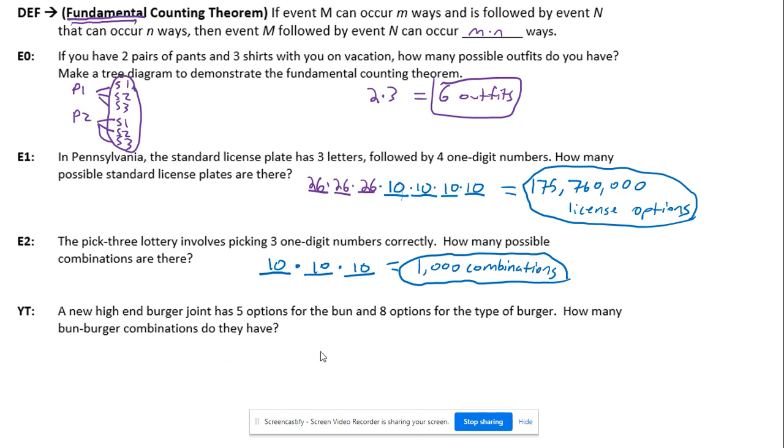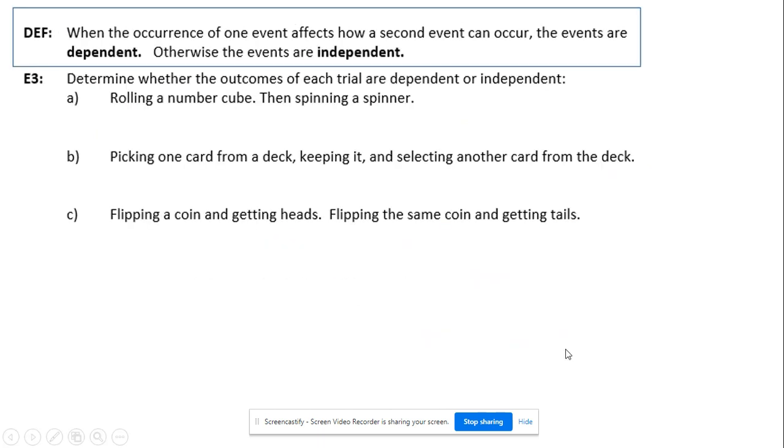Okay, so hopefully you said, oh, it's going to be 5 options for the bun times 8 options for the burger. So 40 total options. 40 options there at that burger joint.